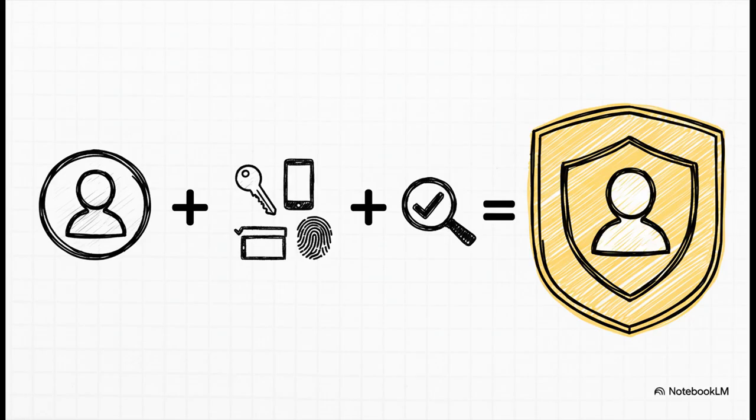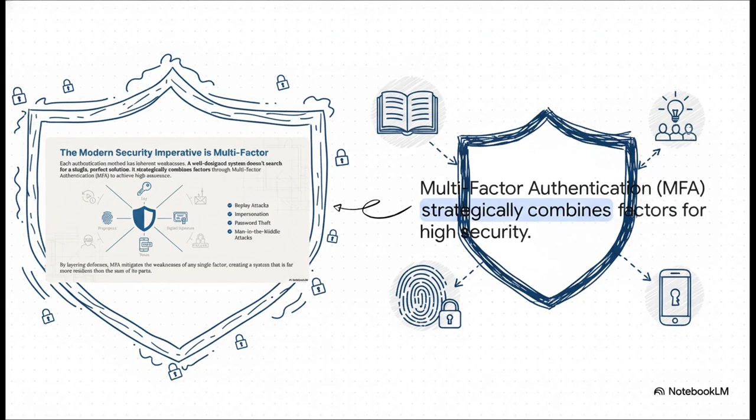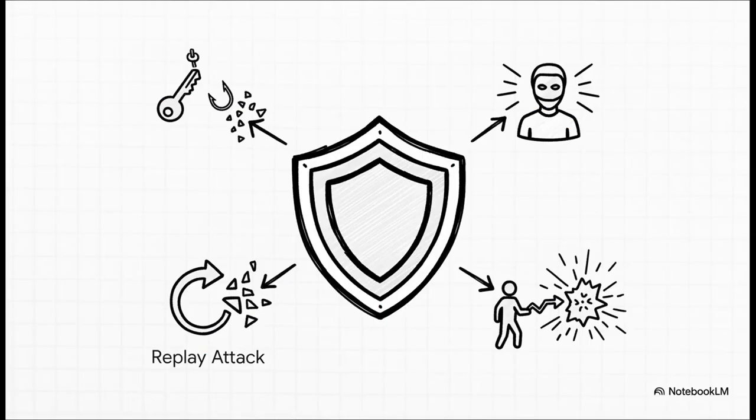You need strong evidence, those layers we were just talking about, which then gets verified by the system. And the strongest evidence always comes from combining different factors. And that brings us to the hero of modern security, multi-factor authentication, or MFA. See, instead of searching for that one perfect solution, a well-designed system will strategically combine these factors. It uses something you know, plus something you have, plus maybe even something you are.